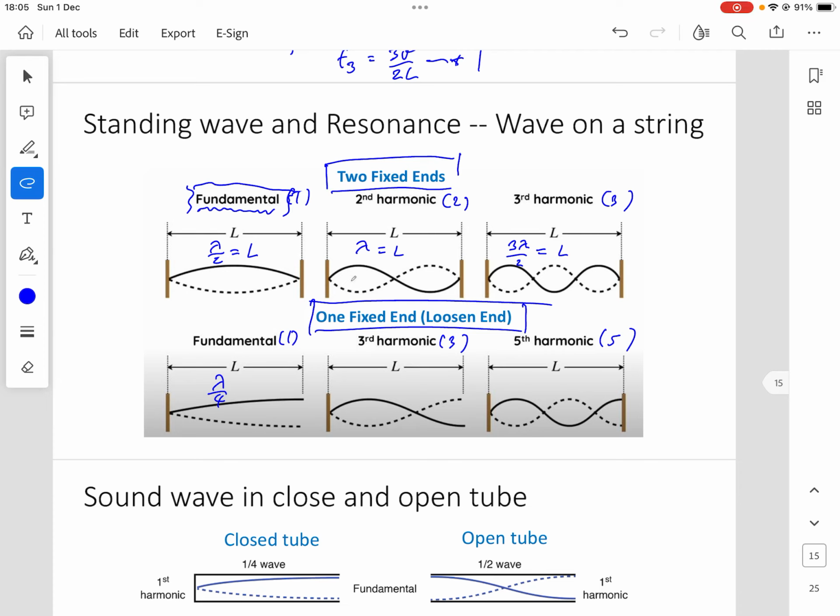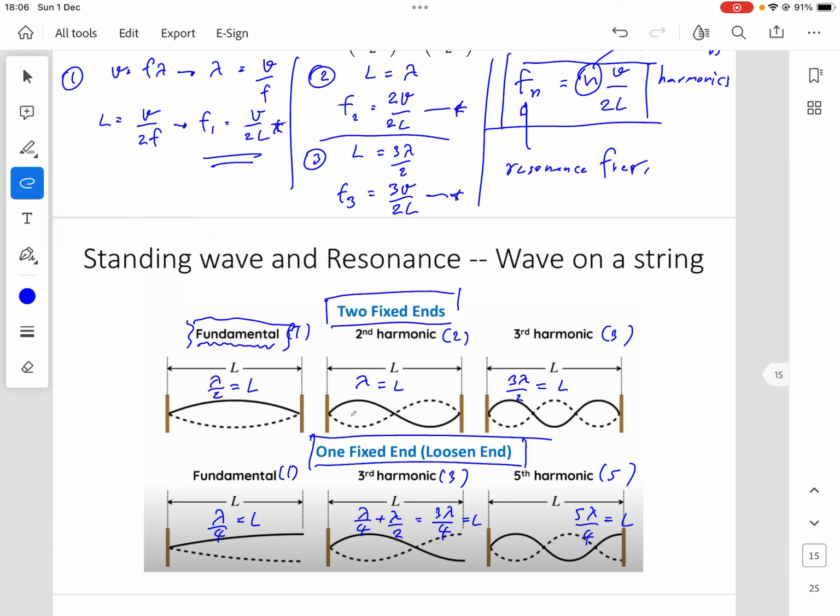When you add one more, you get lambda divided by 4 plus lambda divided by 2, and this becomes 3 lambda divided by 4. And this one I can say is 5 lambda divided by 4, because you add one more loop in. All of them equal L, the length of the string.